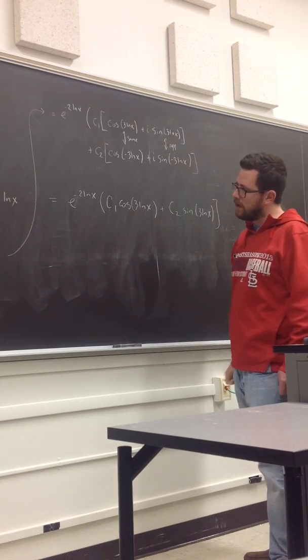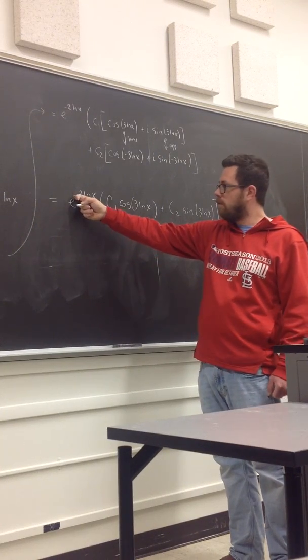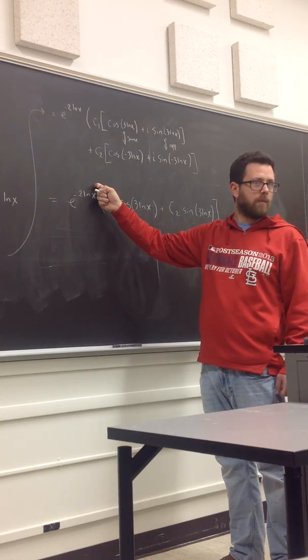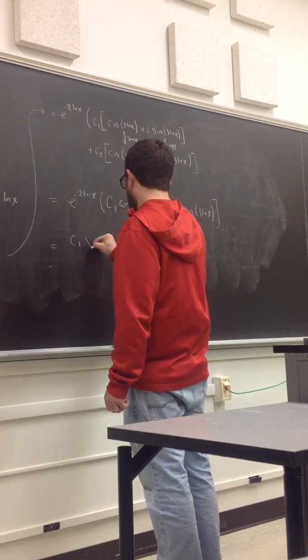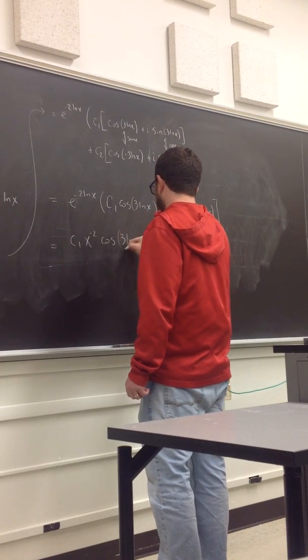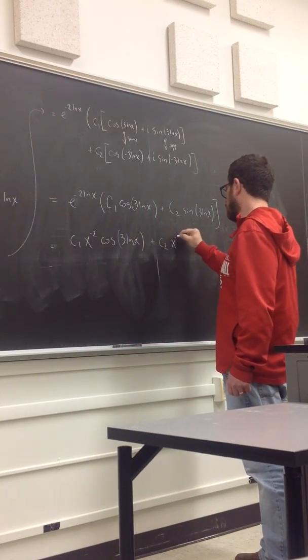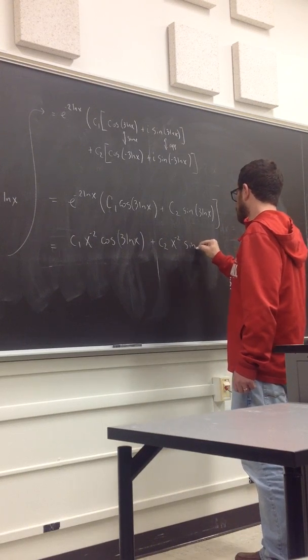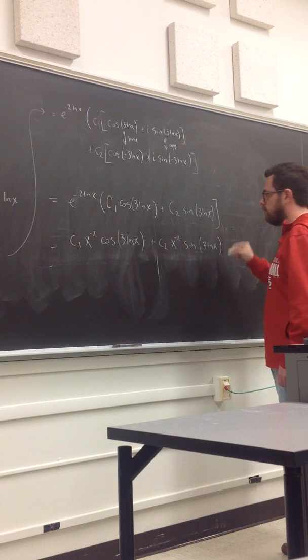Okay, and then one last thing to notice, we can rewrite this. If we bring this up as an exponent, this becomes what? x to the minus 2. Right, so altogether, it's C1 x to the minus 2 cosine 3 log x plus C2 x to the minus 2 sine of 3 log x.